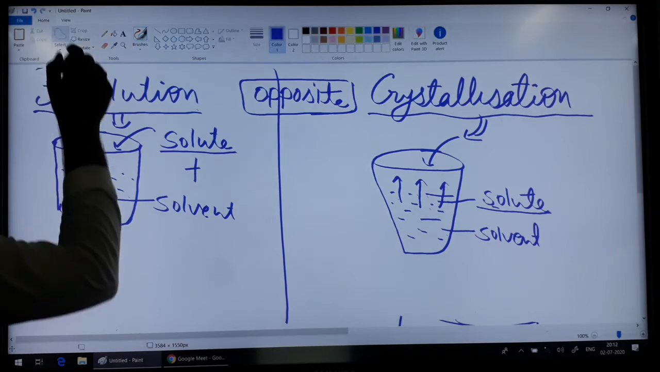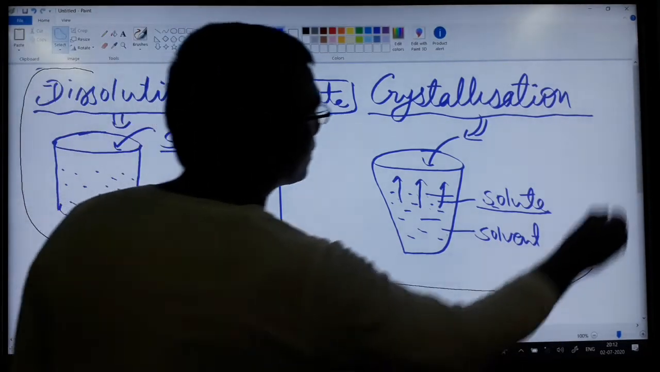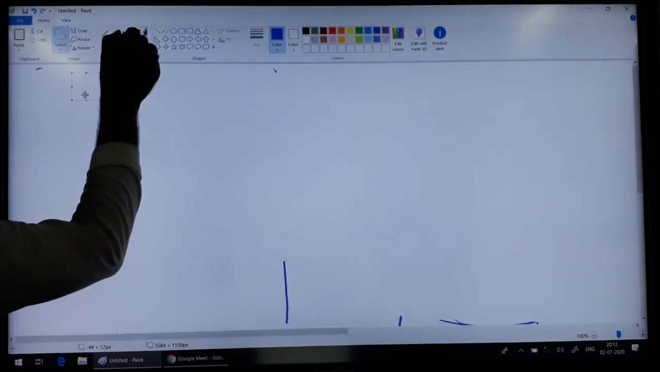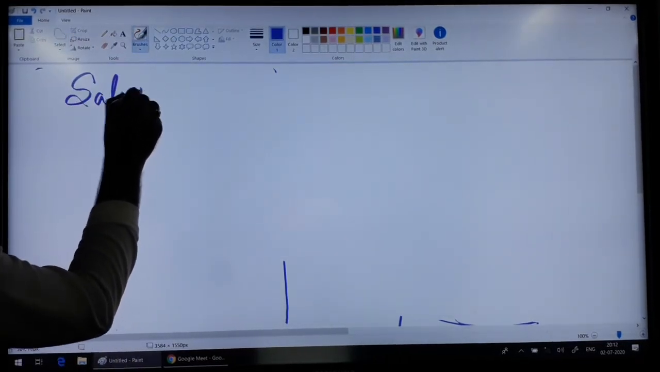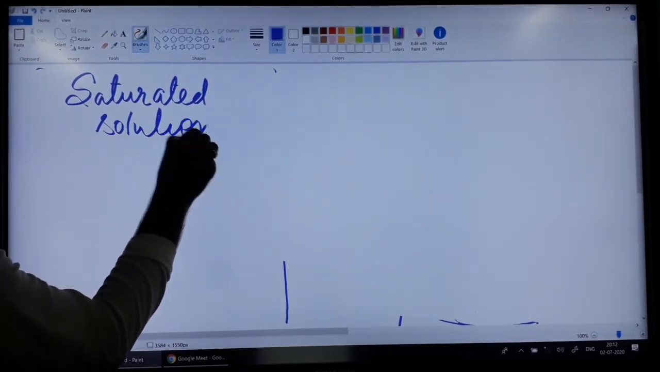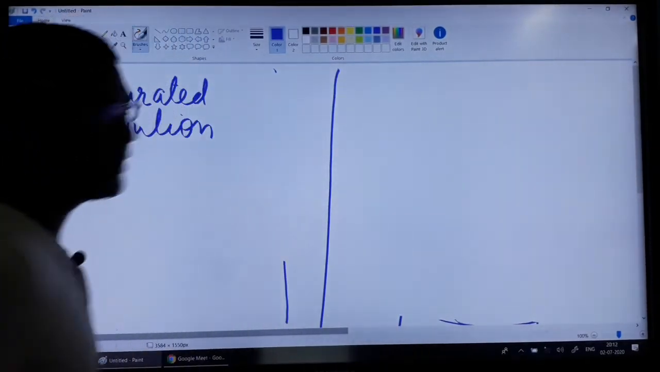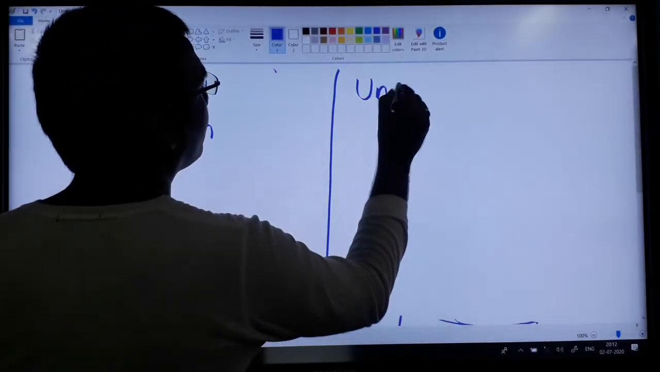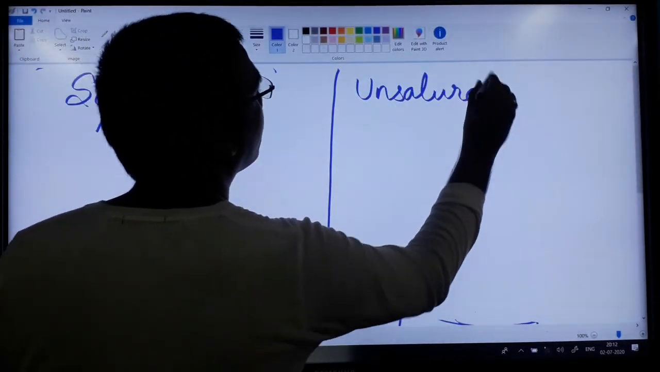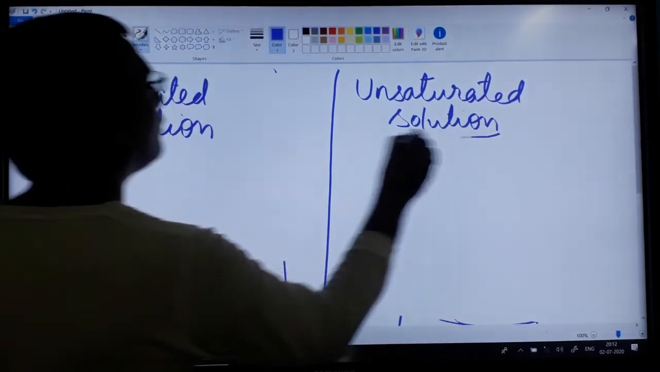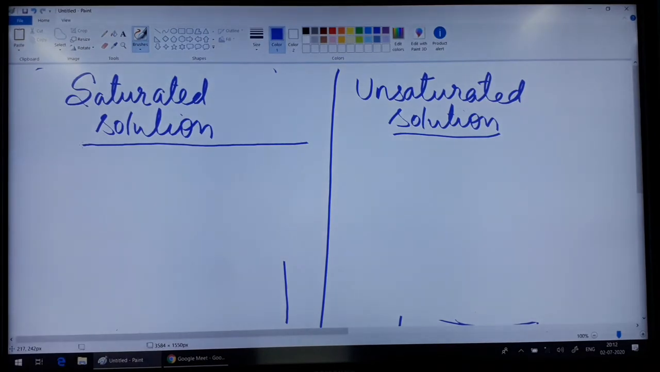Here we have two more terminologies. One is saturated solution, and the second one is unsaturated solution. Now what is the meaning of saturated solution?